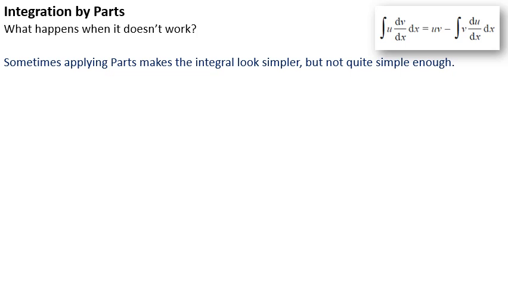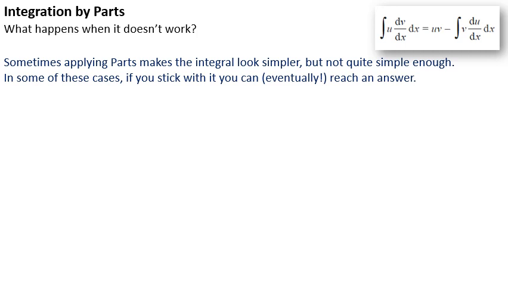Sometimes you apply integration by parts and the integral that you produce does seem simpler, but it's still not simple enough. You've managed to reduce one complicated integral to another integral which is still complicated. Now, it's not always the case that if at first you don't succeed, you should completely give up, but in some cases it is. If you have applied integration by parts and what you've got is more complicated than what you started with, or if there is no way that you can see that it's going to eventually get better, then you should consider looking for a different approach.